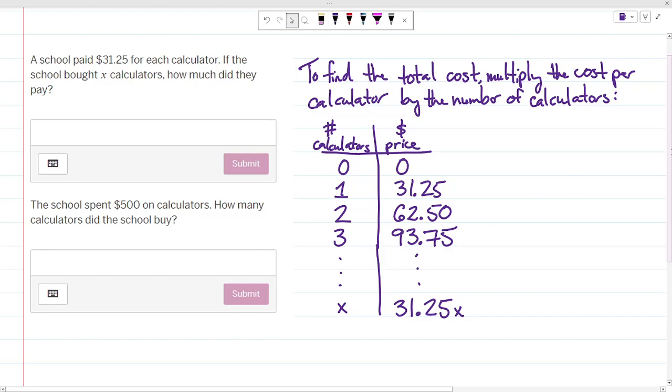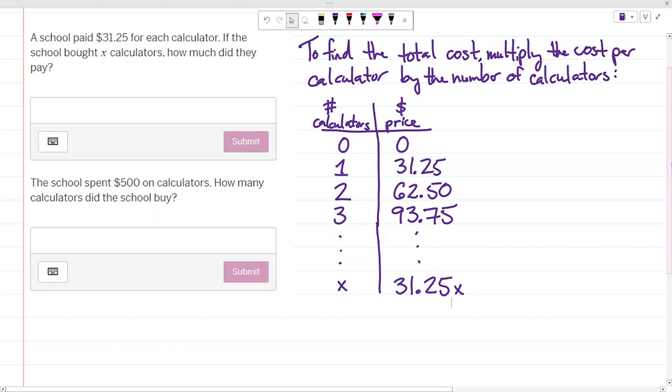So for the next question, it says the school spent $500 on calculators. How many calculators did the school buy? So now we have two expressions that represent the amount spent on calculators. We know that it was $500, but at the same time we know that that's equal to 31.25 times the number of calculators.